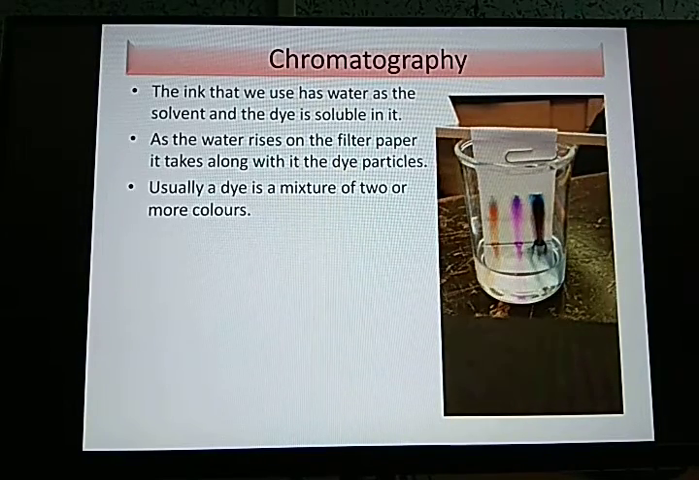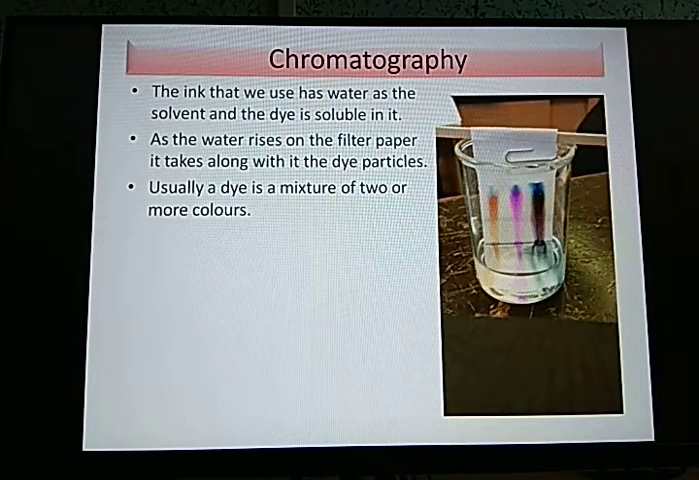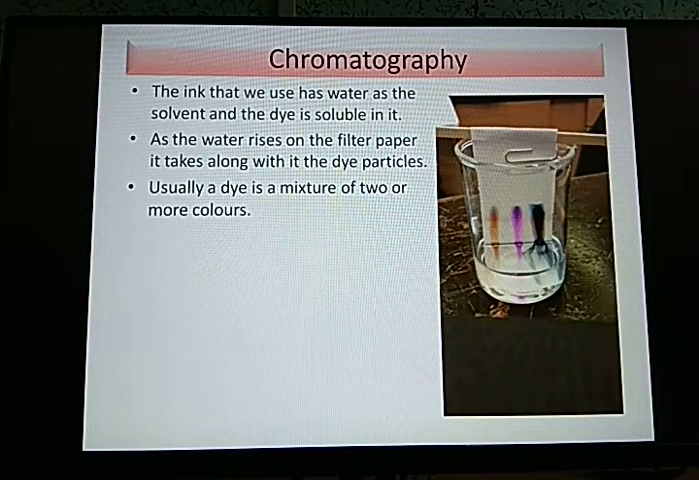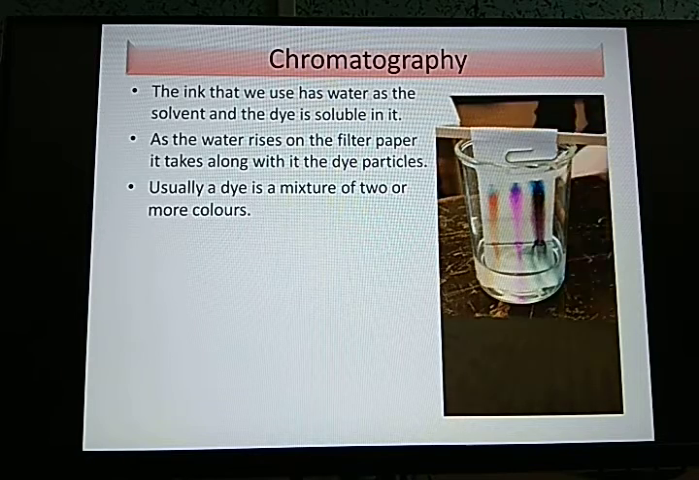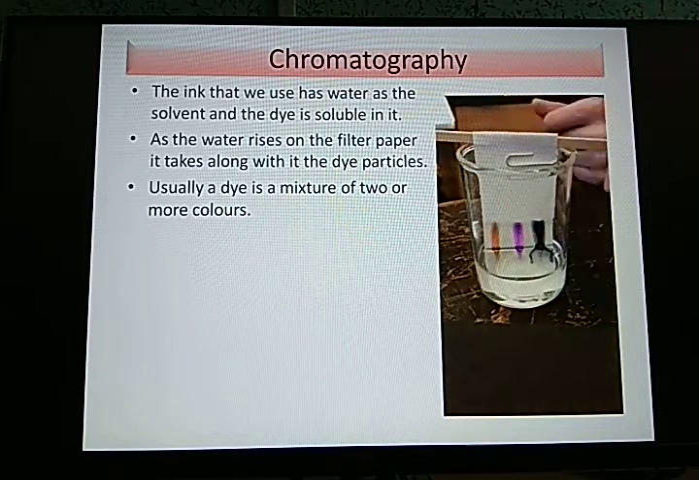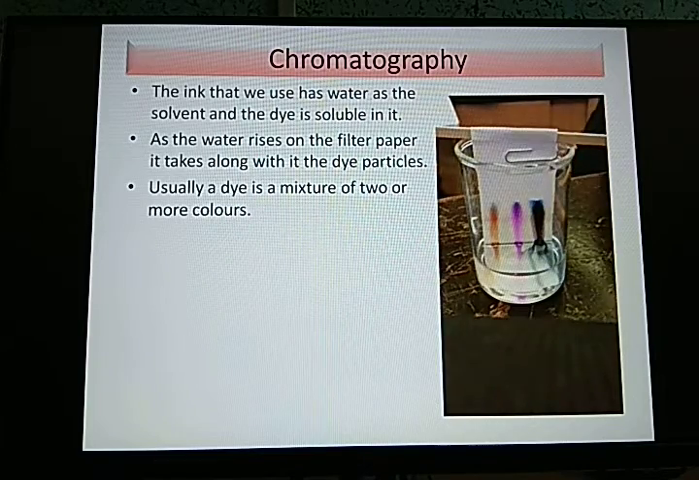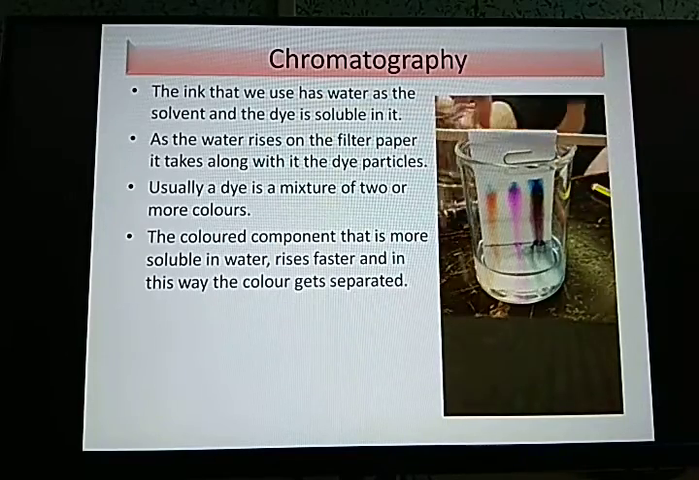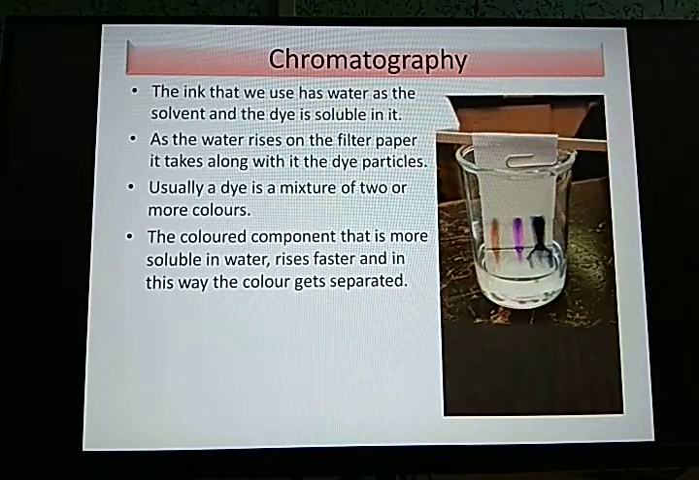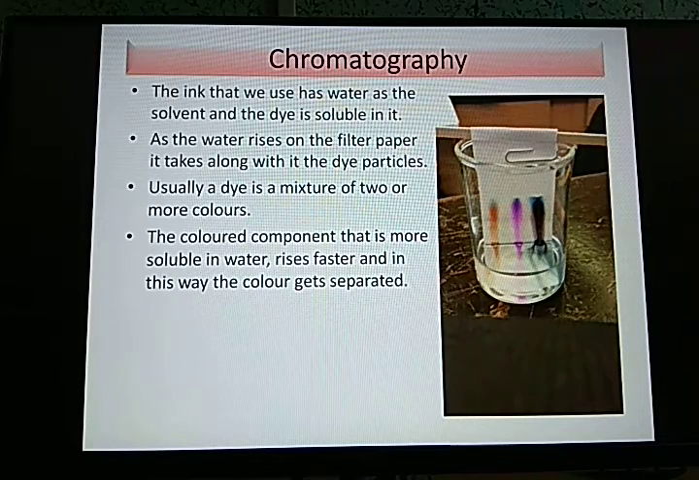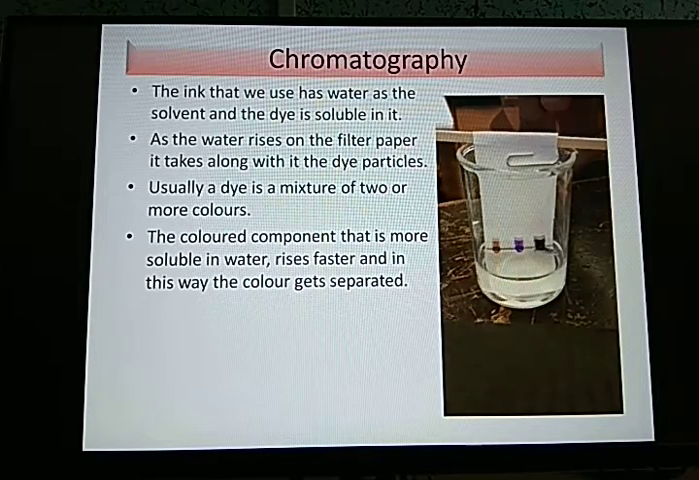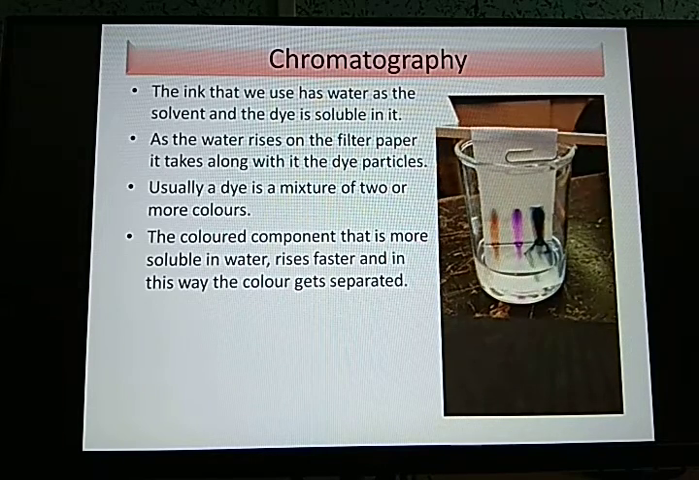Now usually a dye is a mixture of two or more colors. Yes, as I said, it is a mixture of at least two or more colors. So this paper chromatography helps us to separate out the different colors that are present in the dye. Clear? Now the colored component that is more soluble in water rises faster, and in this way the color gets separated. Yes, as I said, the component which has greater solubility will rise to the top, and the component having lesser solubility will be at the bottom.